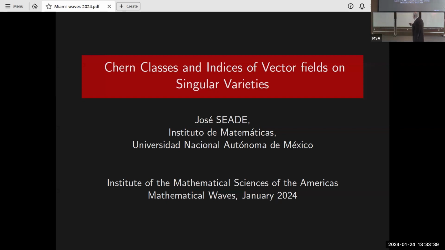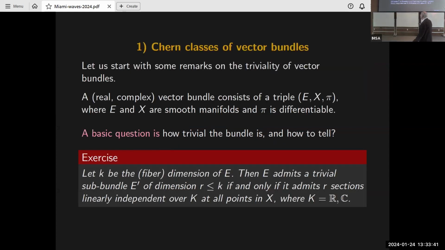So what is the title? Let me start from scratch, very quickly. We've already been talking about Chern classes in several of the lectures. Let me say a few words just to settle my point of view and to motivate you. Then the aim will be moving to Chern classes for singular varieties. But let me start from scratch.